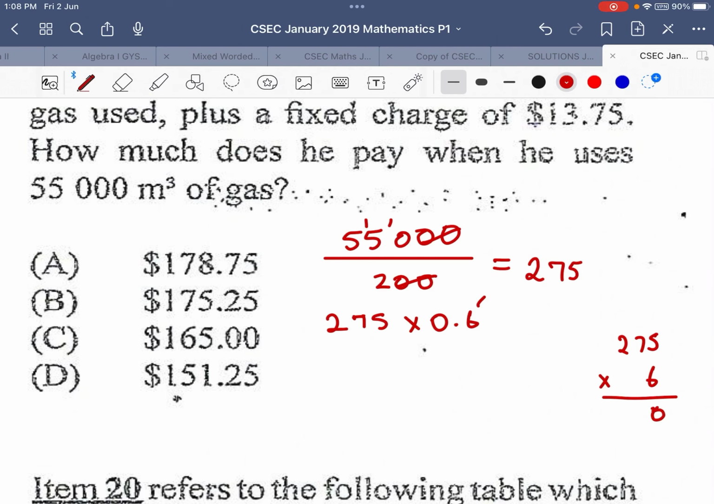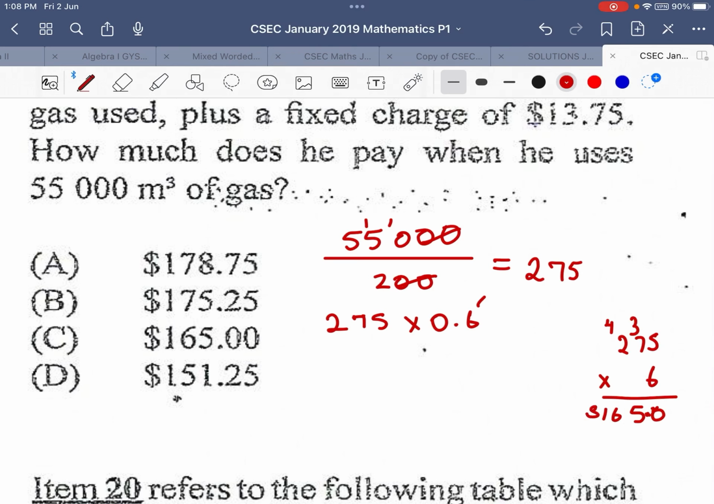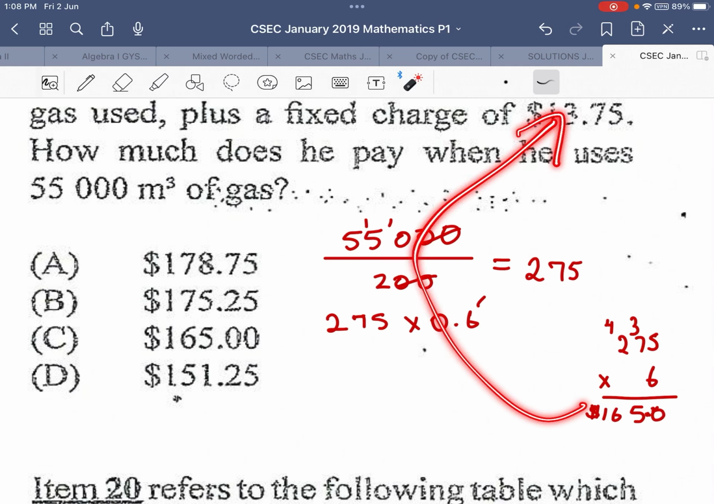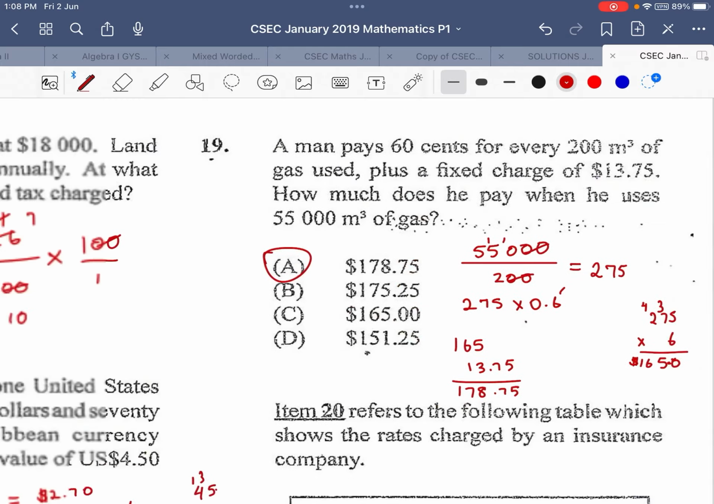5 times 6 is 30. 7 times 6 is 42, and 3 is 45. 2 times 6 is 12, and 4 is 16. And we have 1 decimal point to add in, so that's 165. Now notice that number is here again, but it is not the answer. Why? Because he has a fixed charge of $13.75. So we need to add that in. So 165 plus $13.75 is going to be $178.75, and your answer is A.